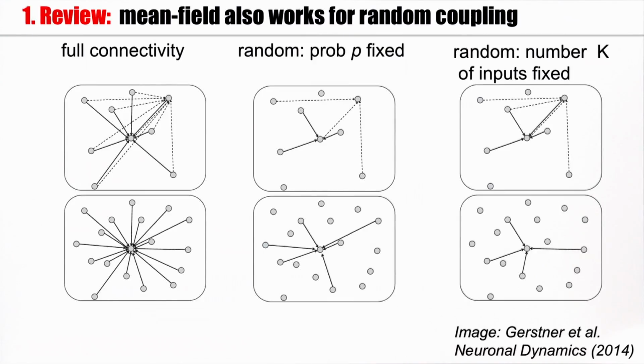Now, these mean field arguments work not just for full connectivity, but also for random connectivity. There are two versions. You can keep the probability of a connection p fixed, like 15%, or you can say the number K of inputs per neuron is fixed, and this number stays the same if I increase the size of the network. In both cases, it's called random connectivity.